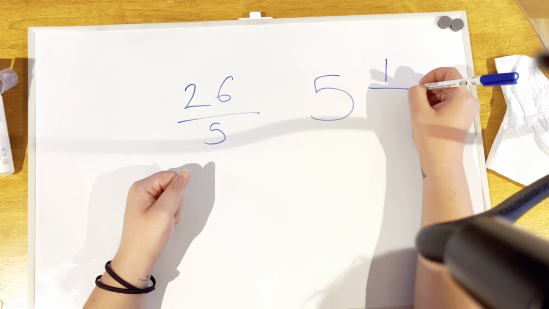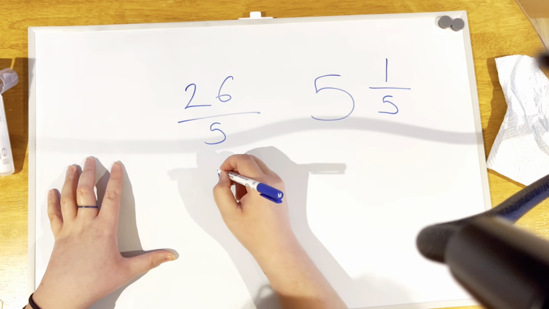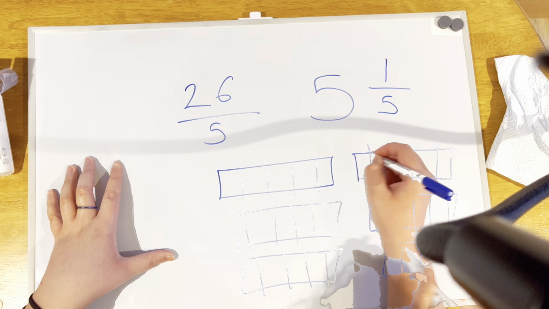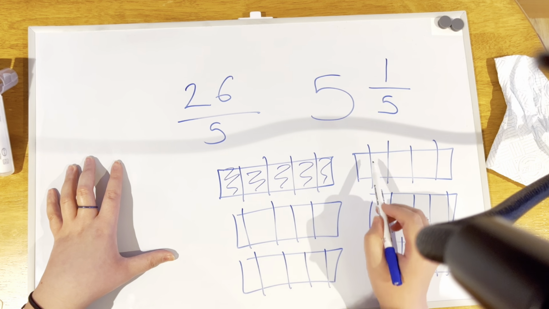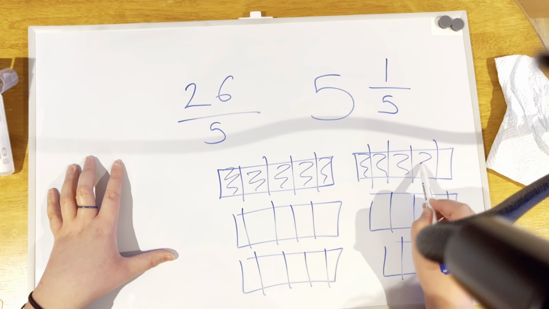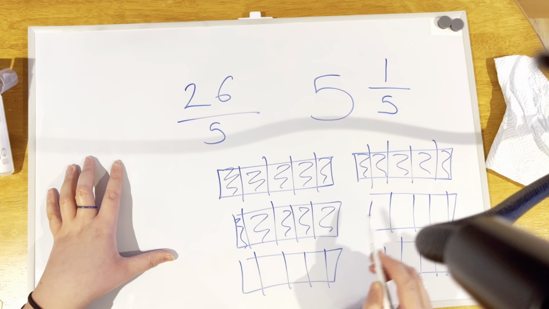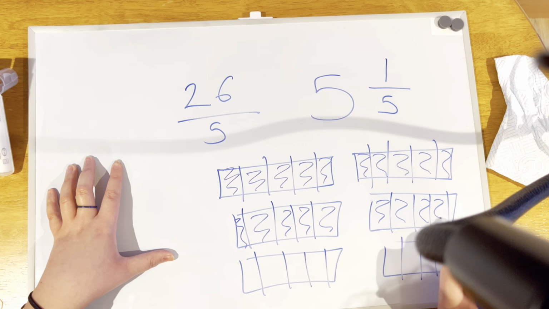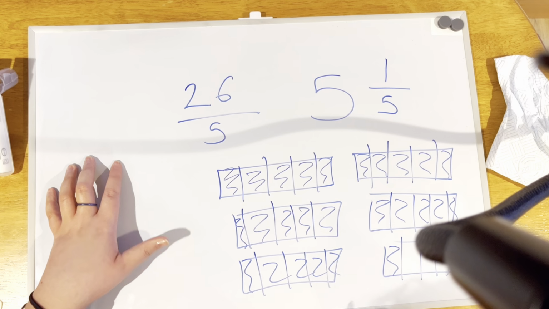So I've got 1/5. So I can show that if I draw my chocolate bars, for example. So I've got 1, 2, 3, 4, 5, 6, 7, 8, 9, 10, 11, 12, 13, 14, 15, 16, 17, 18, 19, 20, 21, 22, 23, 24, 25, 26.